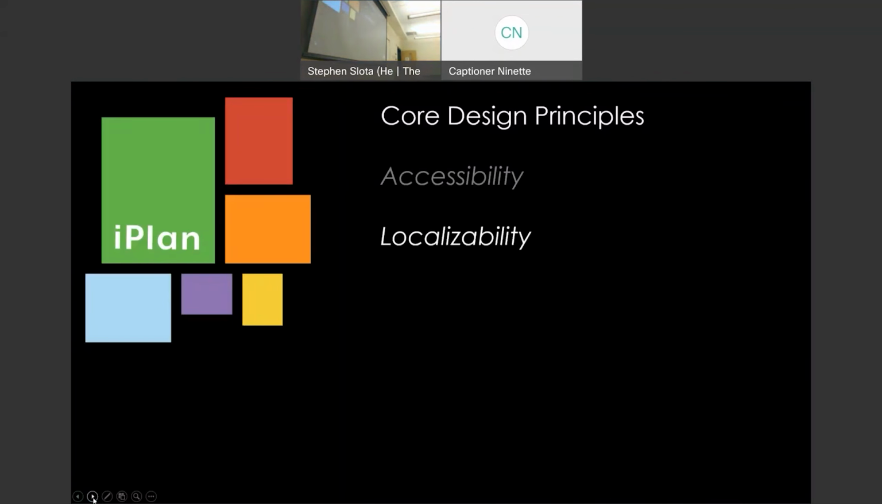So the second thing that we really emphasized was localizability.